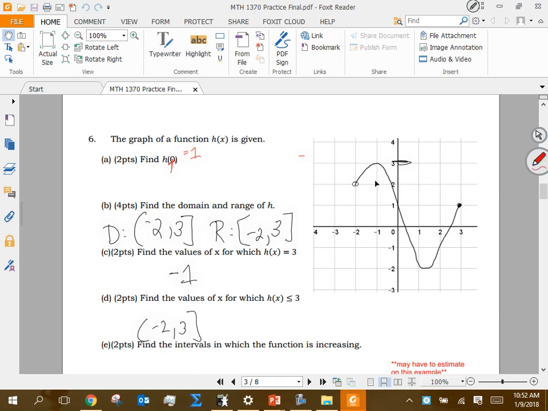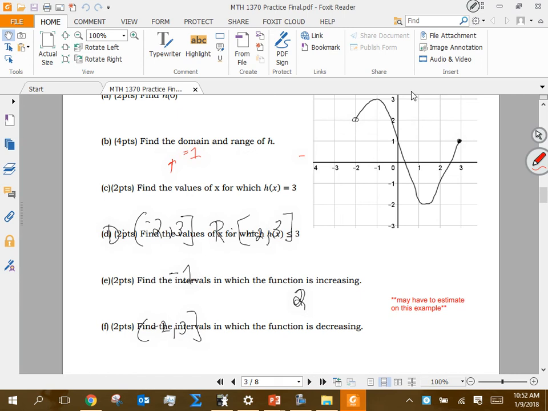Now, if this number here was 2, then you'd be saying, what x values provide me y's that are less than or equal to 2? That starts off maybe at an x value of -0.5 all the way to an x value of 3. So that's all we're doing there.